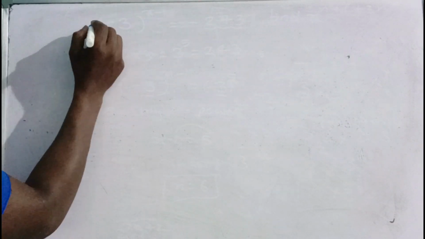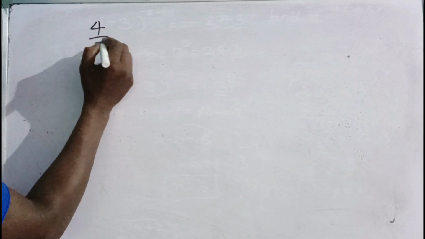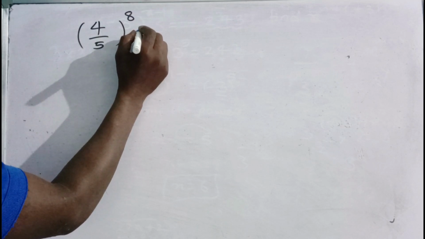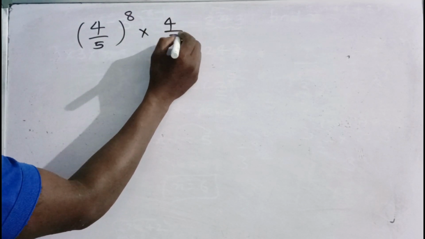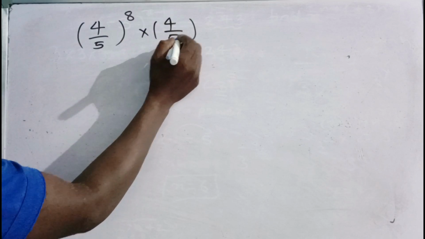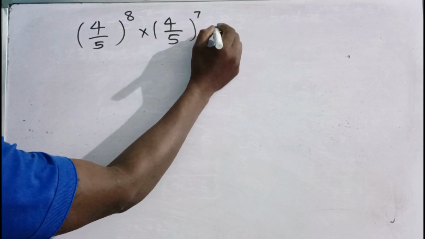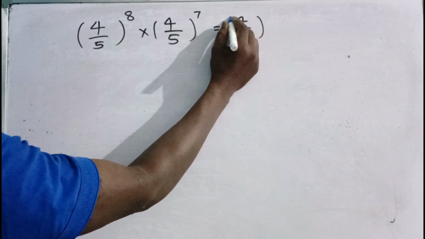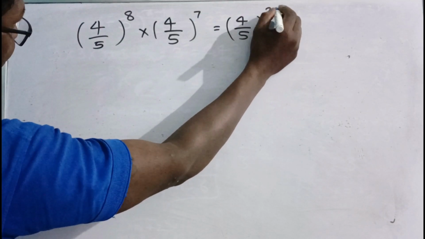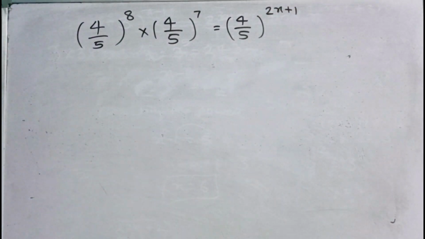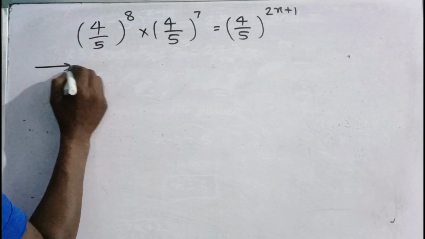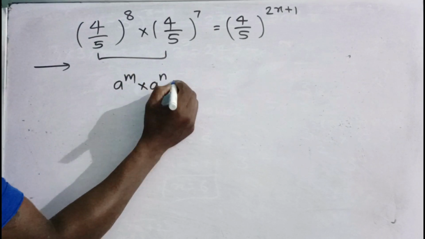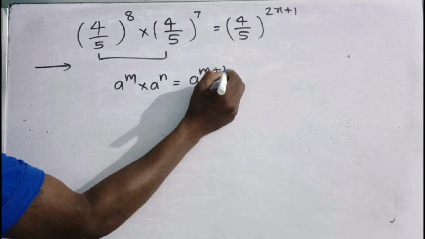It is a very simple problem. (4/5)^8 × (4/5)^7 = (4/5)^(2x+1). Now we can use the property a^m × a^n = a^(m+n).